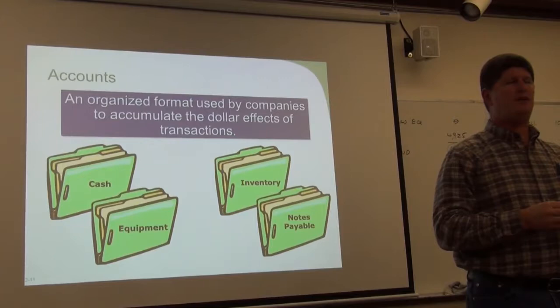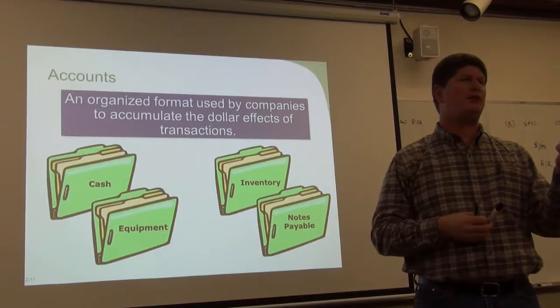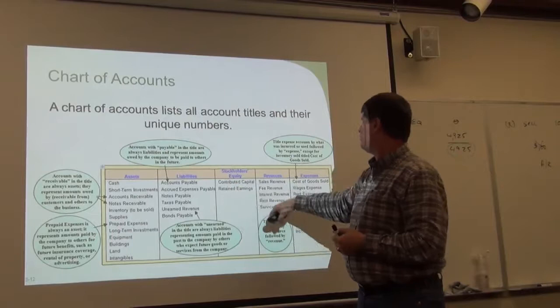A chart of accounts is always organized in the assets equals liabilities plus owner's equity plus revenue minus expenses format, the full accounting equation. So all of your assets are listed first, all of your liabilities are listed second, equity third, revenues fourth, and expenses are always down on the bottom of the list. Good?